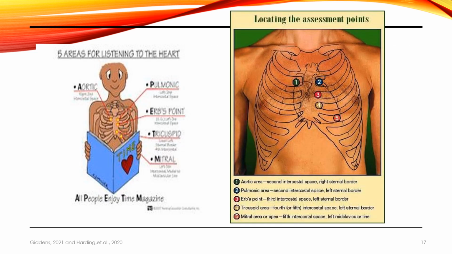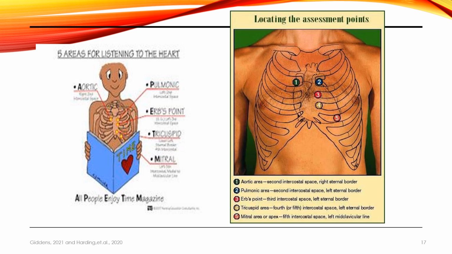All right. So this slide is one of those where some people learn better if they can have a picture that they keep in mind. So the first one is a saying to help you remember how to listen to the heart. This one says down here at the bottom, all people enjoy Time magazine. Okay, so the A stands for aortic. So you start over here and listen to the aortic first, over that aortic area.